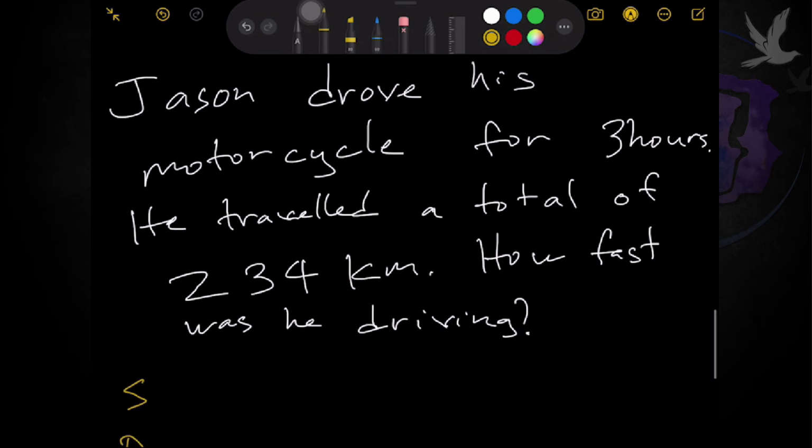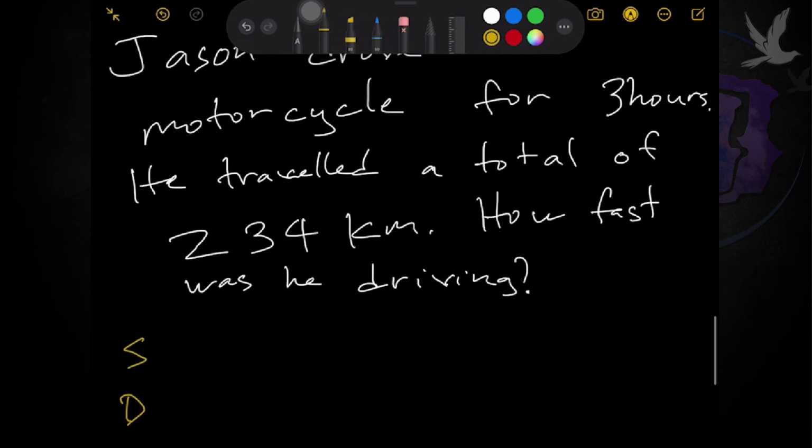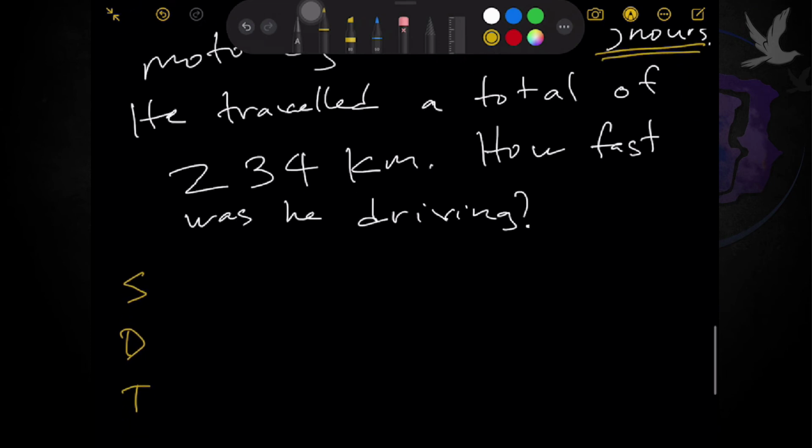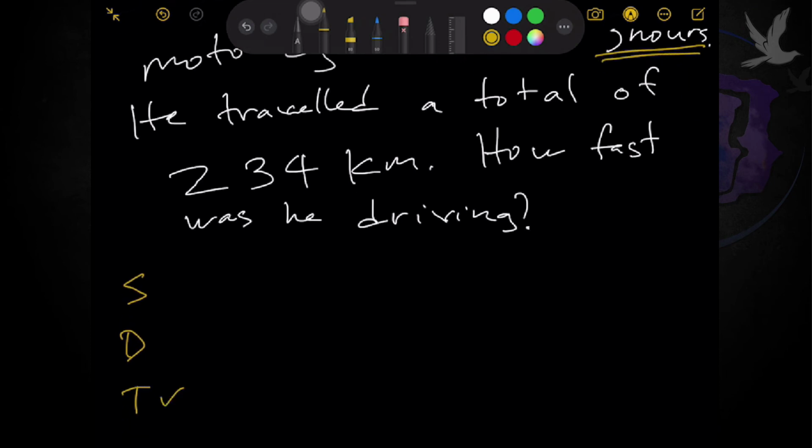Okay, reading the word problem, you should be able to identify whether there is time, whether there is speed, or whether there is distance. Okay? Jason drove his motorcycle for 3 hours. Oh, 3 hours. That falls under what? Hours. Oras. Ibig sabihin, that's time. So we already have the unit of time.